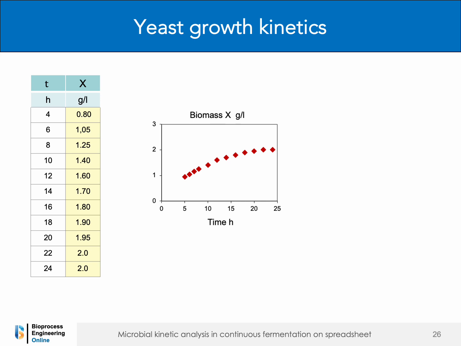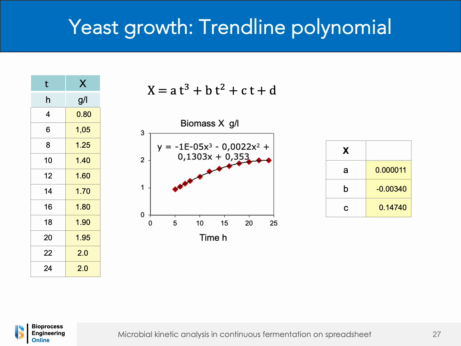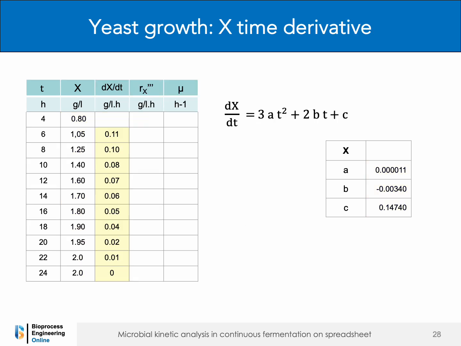In the cellular growth rate section, you first determine the third-order polynomial curve that best fits the experimental cell concentration variation. The procedure is the following. On the biomass concentration graph, add the trendline third-order polynomial curve through the experimental points and display the curve equation. Report the values of the polynomial parameters a, b, and c.